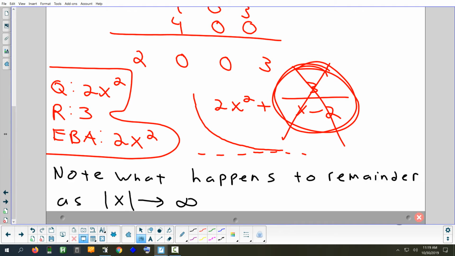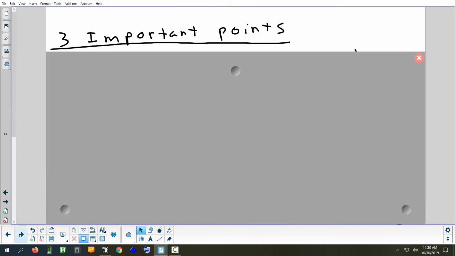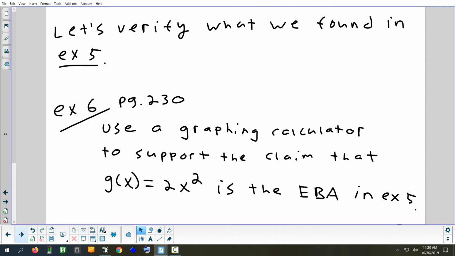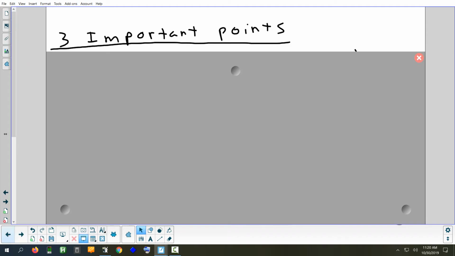So, we already answered this question. What happens to the remainder as x gets bigger and bigger? The remainder part approaches 0, so we don't care about it. Keep this 2x squared in mind, because next I'm going to graph that on the calculator and show you something. Actually, I'm going to graph it in the next example. But before we do that, 3 important points I want to make.